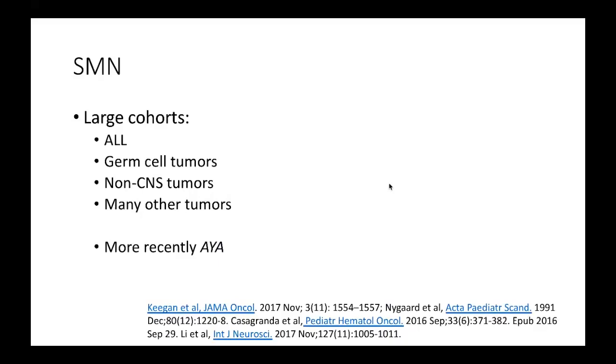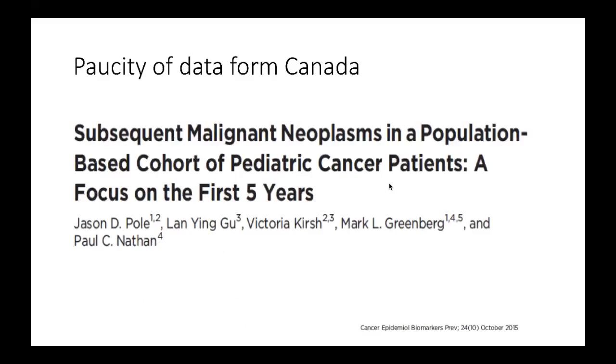I do want to highlight a recent paper on the AYA population, which was in JAMA Oncology by Keegan et al. It just came out a little over a year ago. They really show that one of the most important competing risks for death in AYA cancer survivors is actually second malignant neoplasm. So we're just really scratching the surface of understanding SMNs, I think.